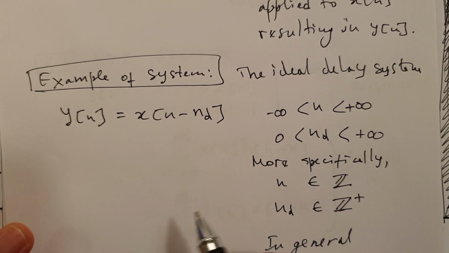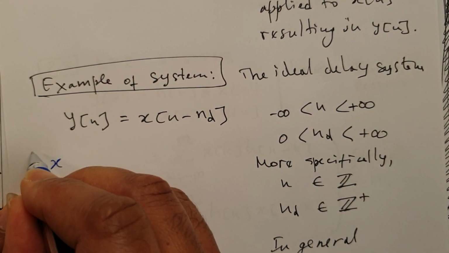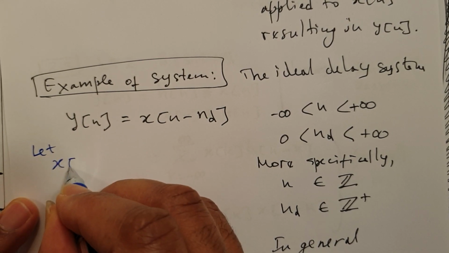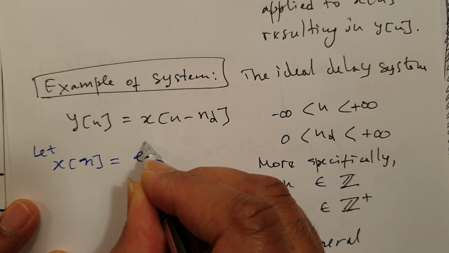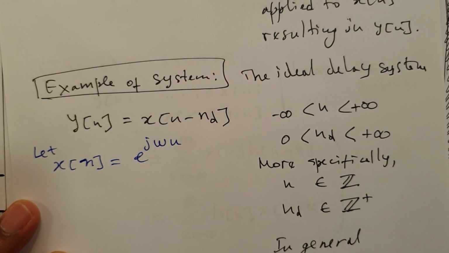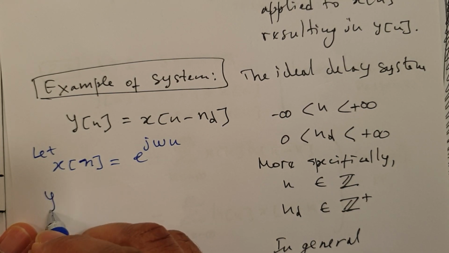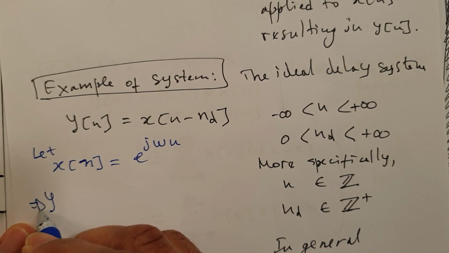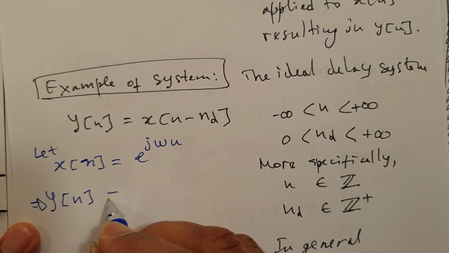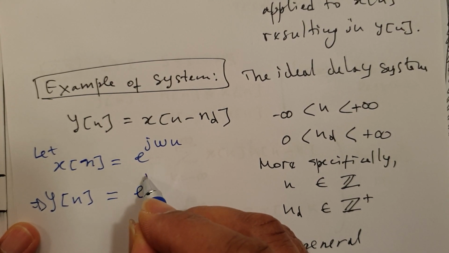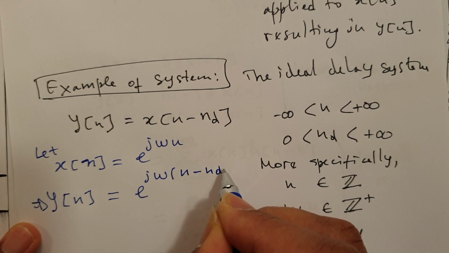So now let me give an example here. Suppose we are defining, say, let x of n be defined as a complex exponential, defined like this. And then to find the output, y of n will be given by our input signal, but delayed by nd.